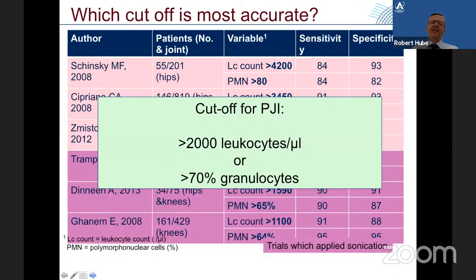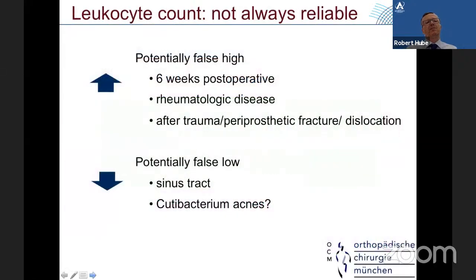The cutoff for us now, and there has to be a cutoff because you need a protocol in your clinic, is 2,000 leukocytes or 70% granulocytes. And the percentage of granulocytes seems to be more specific than the leukocyte count at the moment. And once again, potentially false high. It's not always reliable, especially 6 weeks post-operatively. They could be like 10,000 and it's still normal.